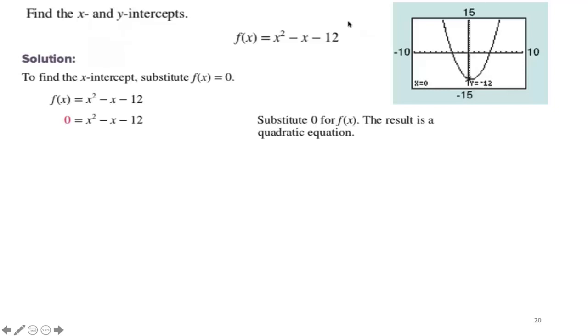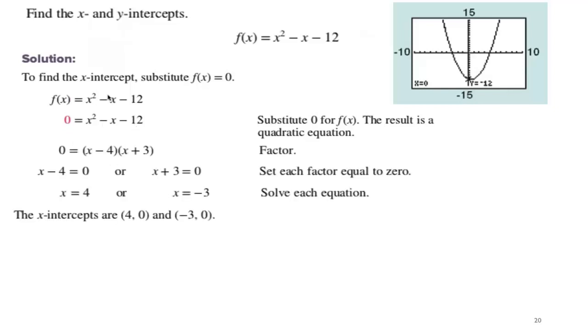To find the x-intercept, we use the property that y is 0. So we set the function, which is the y value, equal to 0. Now we can solve this equation by factoring, for example. If I factor this into x minus 4 times x plus 3, either x is 4 or x is negative 3. So the x-intercepts are at (4, 0) and (negative 3, 0). This is (negative 3, 0) here, and this is (4, 0) on the right here.